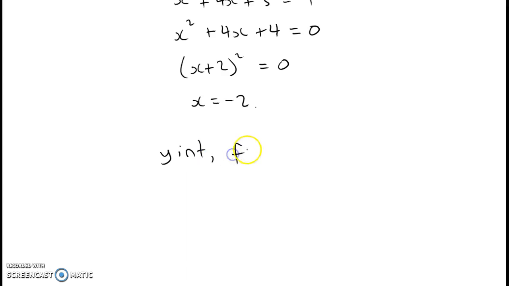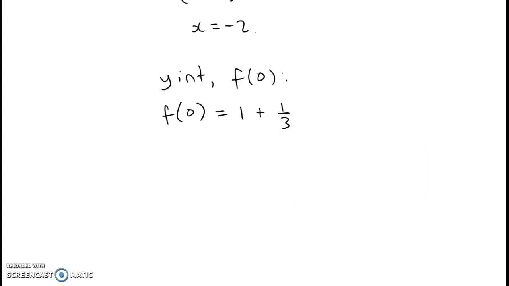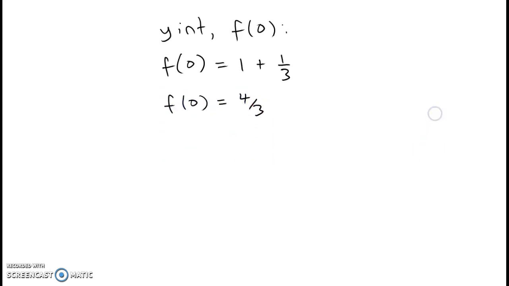Alrighty, to find the y-intercept, we'll solve the function at x equals 0. So we'll get f of 0 equals 1 plus 1 over 3. So I've just gone ahead straight away and subbed in x equals 0 into our original function. So f of 0 equals 4 over 3. So therefore, the y-intercept equals 4 over 3. Alrighty, so we got the x and y intercepts there.